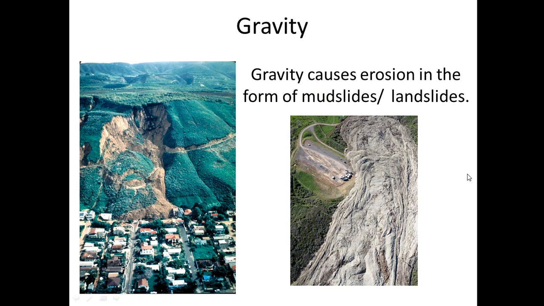Lastly, we just want to talk briefly about gravity. Gravity is that force that pulls everything down, and gravity causes erosion in the form of mudslides and landslides. So here's a picture of a hill that basically just collapsed. Gravity pulled all of this sediment and whoosh, pulled it down the hill. Here we have an example of a mudslide. Same thing. The mud builds up and whoosh, gravity pulls it downhill.